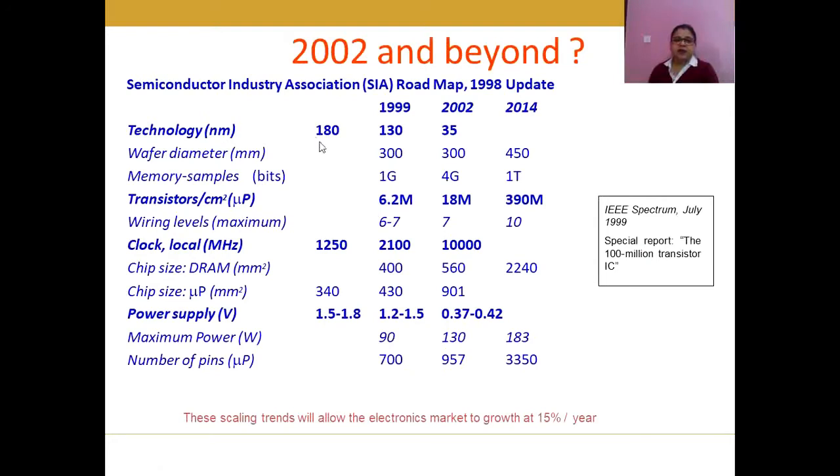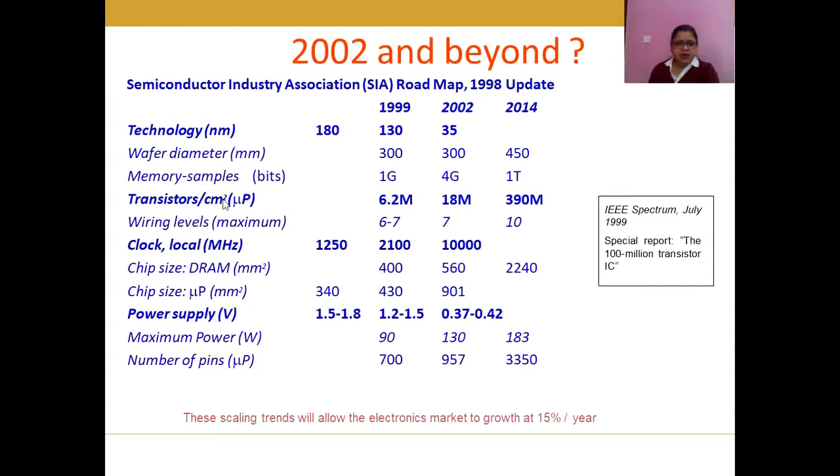This is a Semiconductor Industry Association roadmap. This was updated in 1998. This is just to show you how we are moving. If I talk of 1998, we were at the 180 nanometer technology. In 1999, we came to 130, then 35, but this 35 node was not so popular, and the designers came to another node.